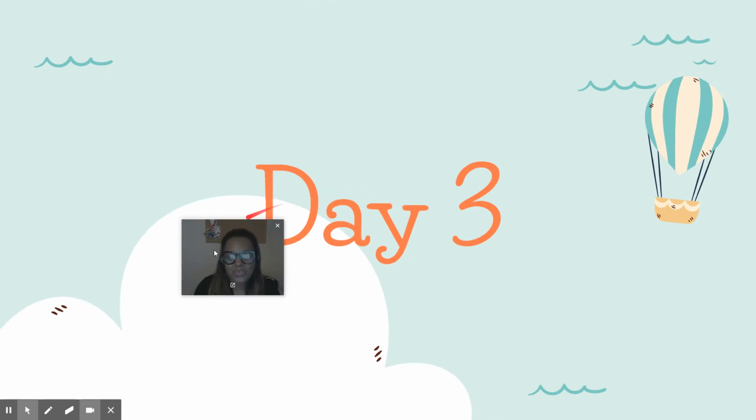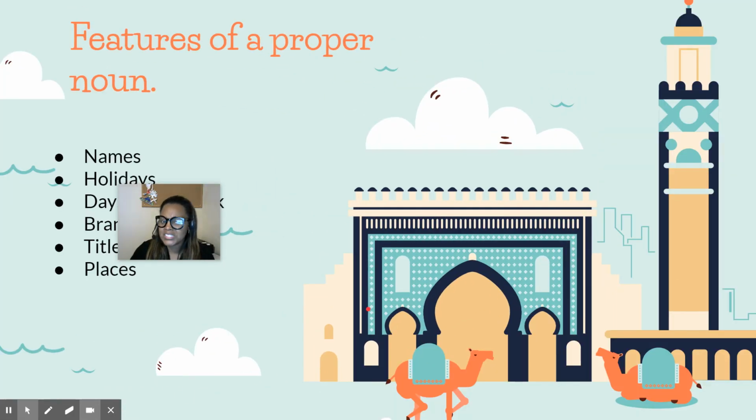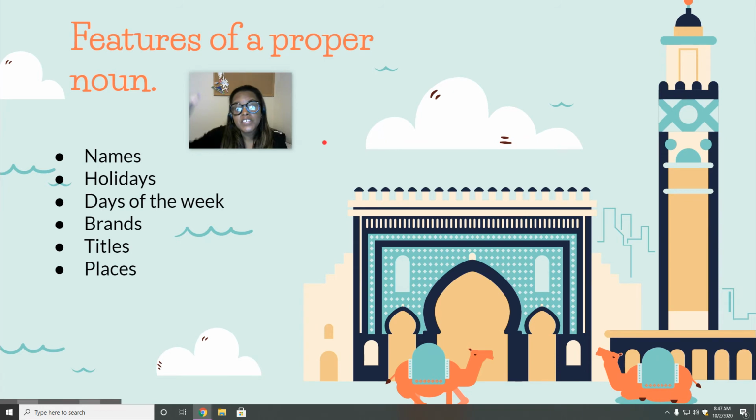Now let's do day 3. Let's keep moving right along here because we want to stay on a roll here. Okay, so let's look at the features of proper nouns because we know a proper noun is something special. Now let's look at some of the qualities and features of it.